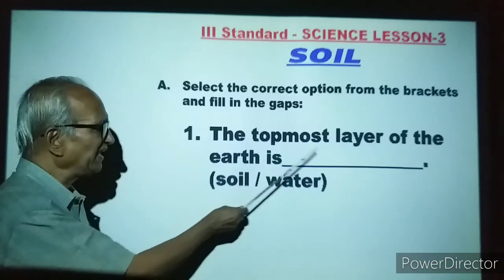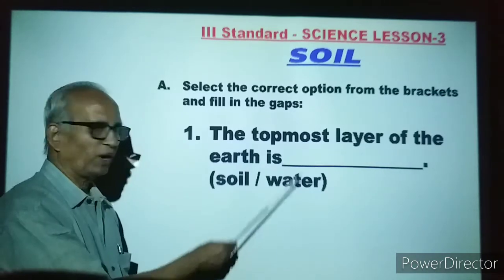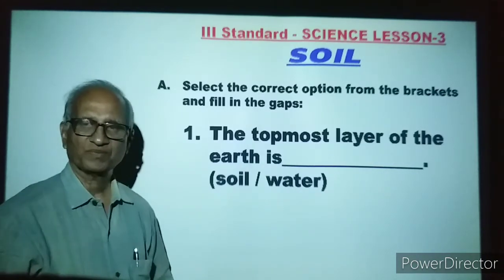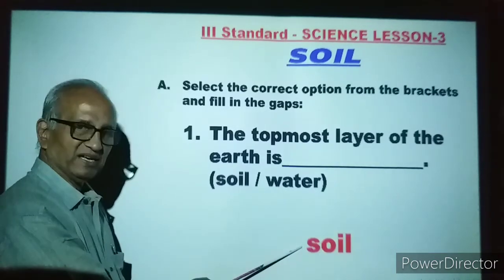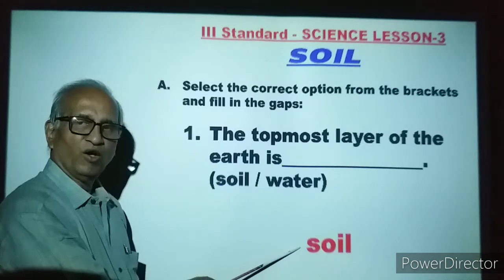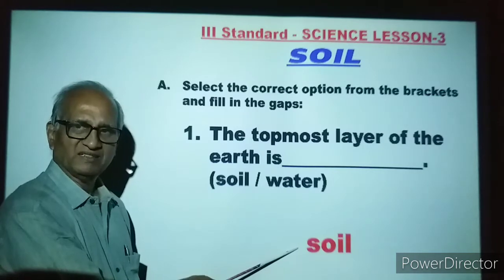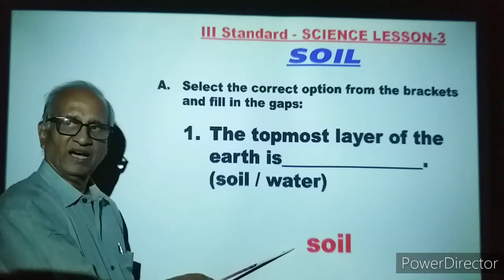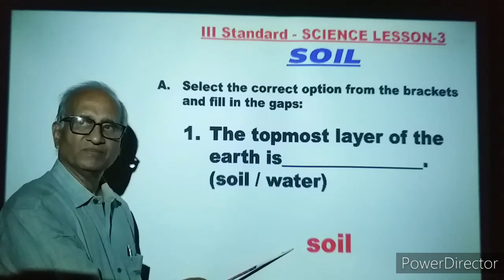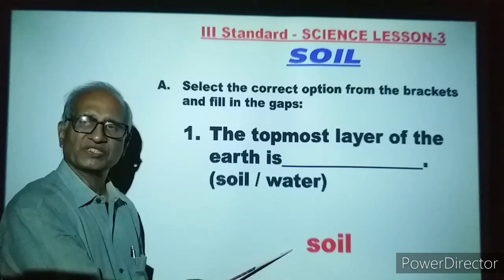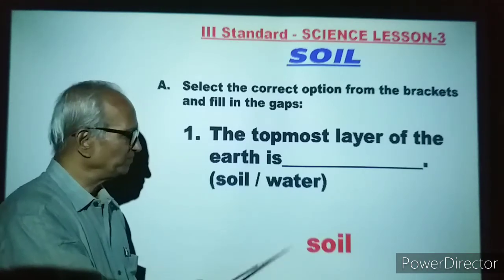The topmost layer of the earth is soil, water. What's the answer? The answer is soil. All plant and animal life has been made possible on the earth mainly because earth has a cover up of soil. We construct buildings, roads, gardens, forests, they all stand on soil.